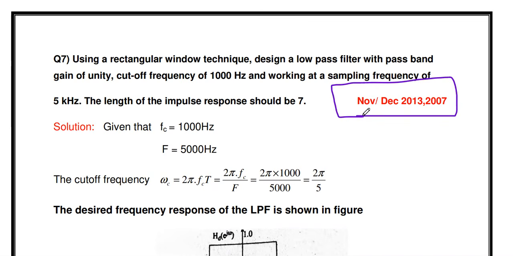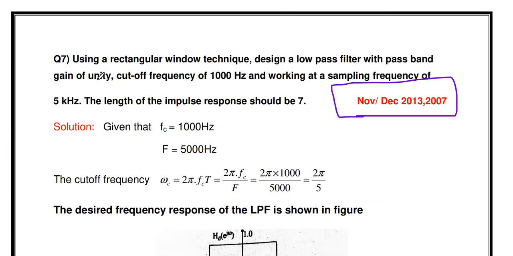Today we are going to solve one Anna University question, November-December 2013 and 2007, from FIR filter design using the windowing technique. Here the specification is given differently. We already solved the FIR filter design problem using the different windowing techniques. In that case the specification was given differently, but here the cutoff frequency and sampling frequency are given in hertz. So how to solve it, we will see.